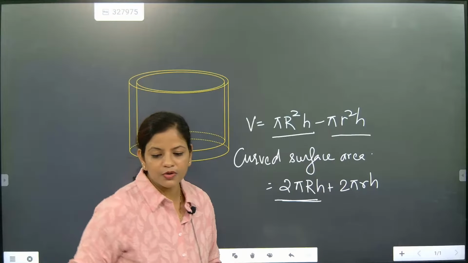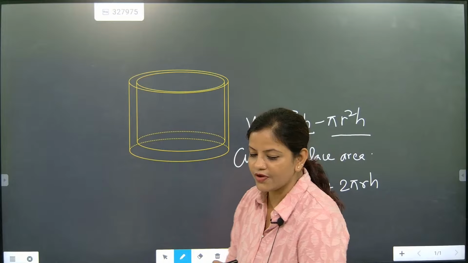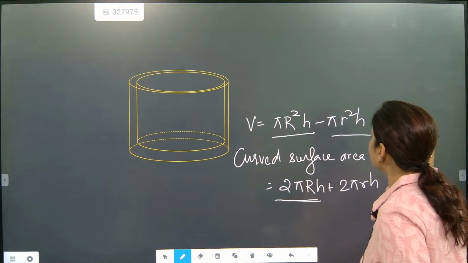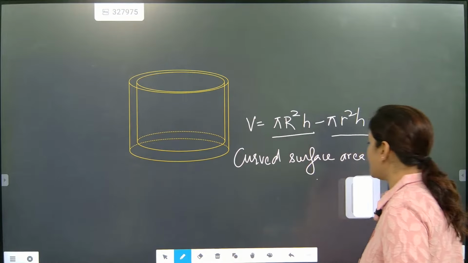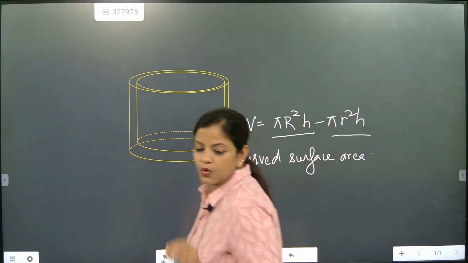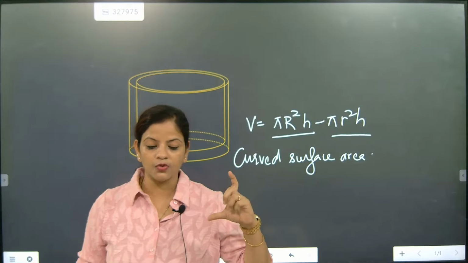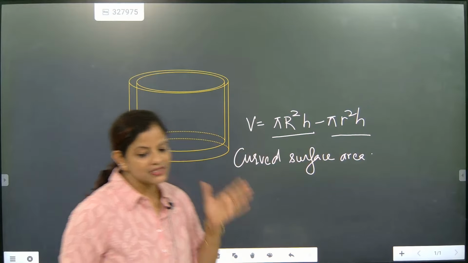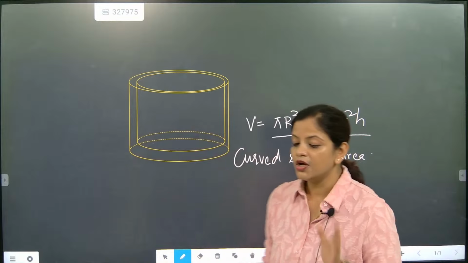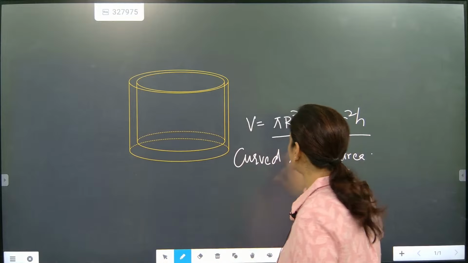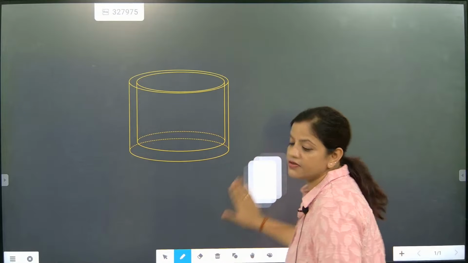What we are going to do is find the curved surface area. Thank you for liking the class. So here the curved surface area is 2 pi rh plus 2 pi rh. One 2 pi rh is the inner section and the other is the outer section. So inner section plus outer section comes as 2 pi rh plus 2 pi rh. This is called the curved surface area.